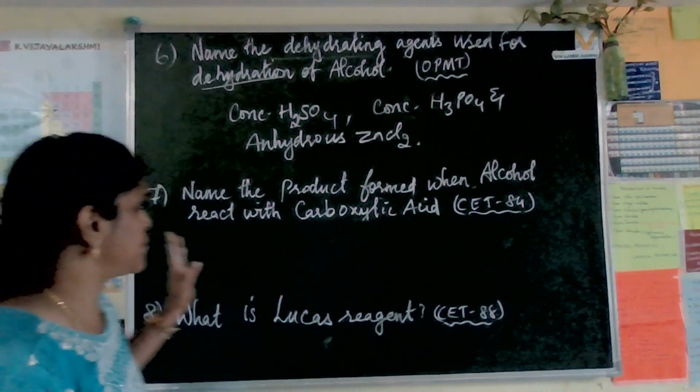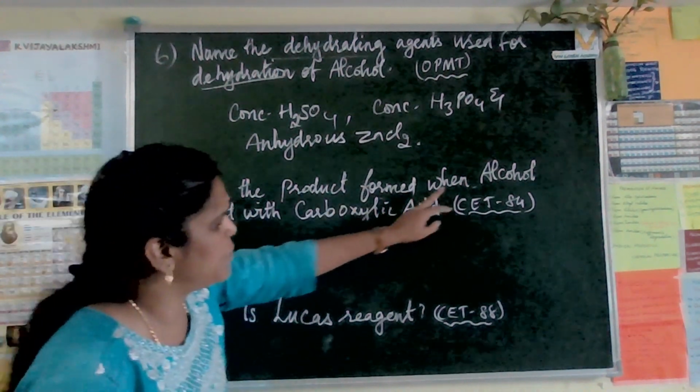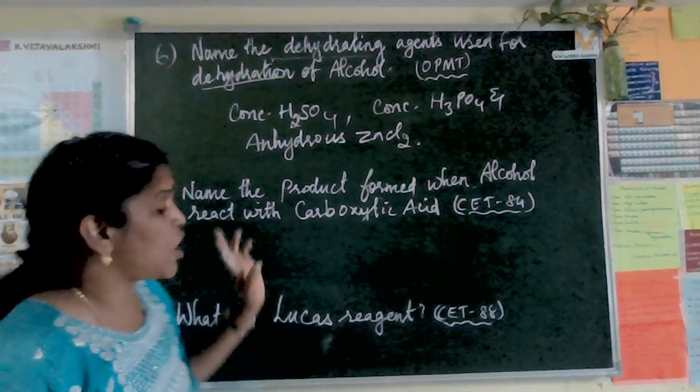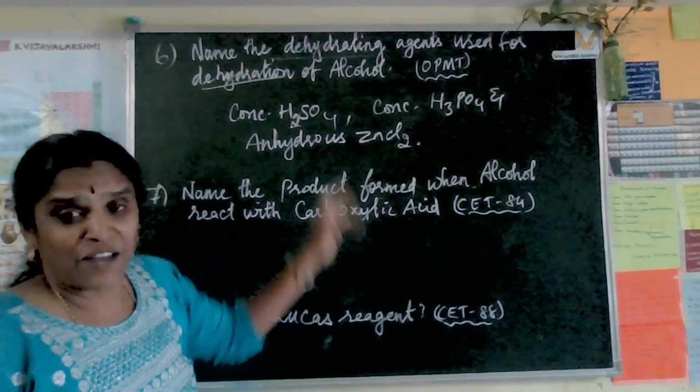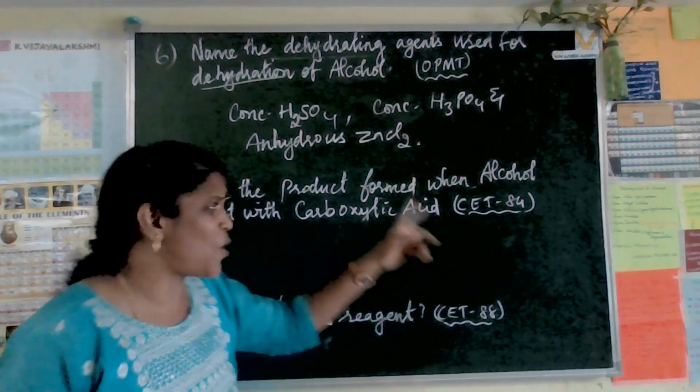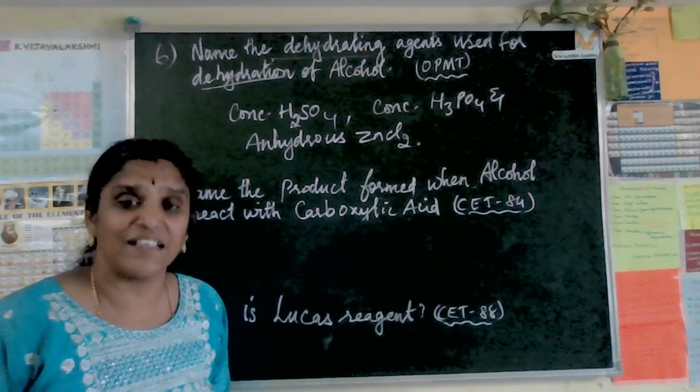Repeatedly they are asking that question. And the next question: name the product formed when alcohol reacts with carboxylic acid. This is also interrelated, only the reagent we are using here is also used to convert. So what is the product? First and foremost, carboxylic acid and alcohol, you are getting ester formation.